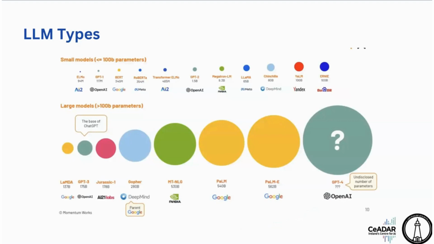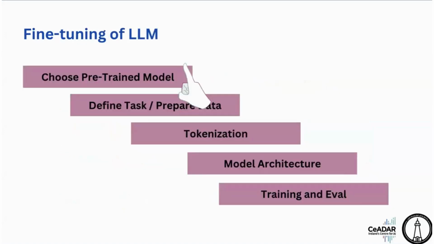And PaLM is trained using 540 billion parameters. And Meta's 175 billion parameter model is there. And BERT is there, and RoBERTa is there, and a couple more LLMs are being used in the market. So how is fine tuning done for an LLM?